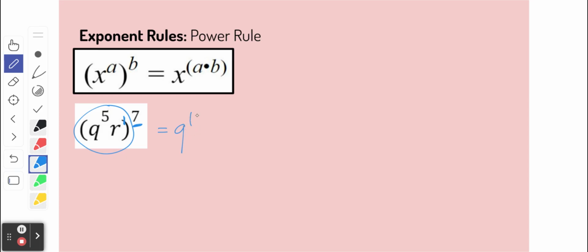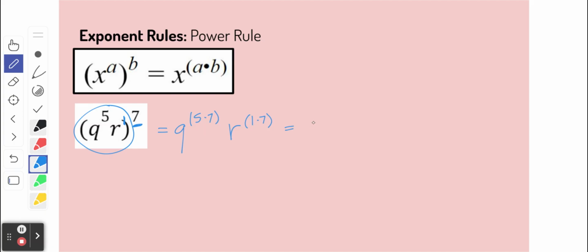This becomes q to the 5 times 7, because q is a base, q to the fifth is a power being raised to another power. Then I'll take r to the 1 times 7. R to the first is also a power being raised to the 7th power, so it's a power within a power.